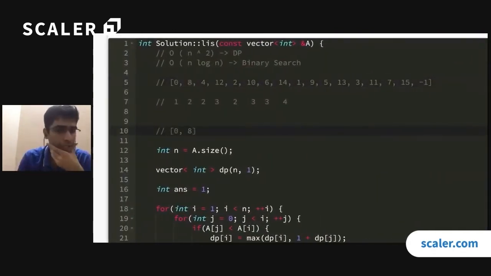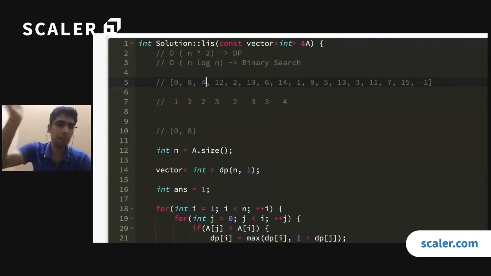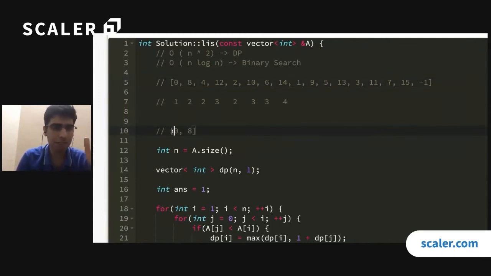Correct? Okay. Then we get a 4. Now we try to see where we can put this 4. This 4 should replace a previous number, right? By the way, try to see that this particular array that we are creating is always sorted. Now we try to see which 4 can go where.